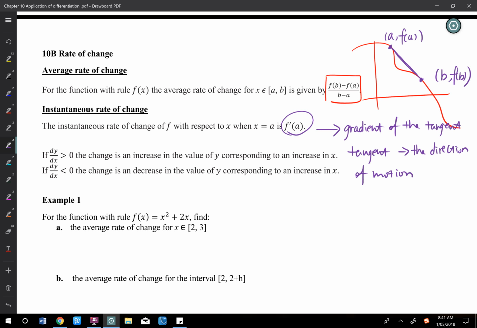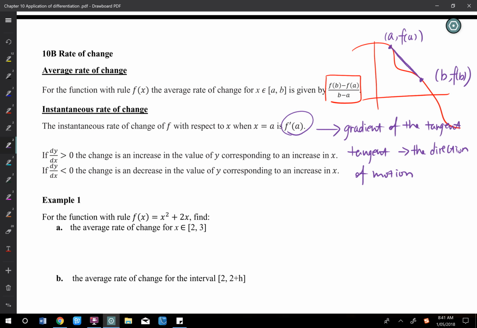After that, we have example 1 here. For the function with rule f(x) equals x squared plus 2x, find the average rate of change between 2 and 3. So what I will find is f(2). I asked you to try this already yesterday. So f(2) is 4 plus 4, that gives me 8. And f(3) equals 9 plus 6, that gives me 15.